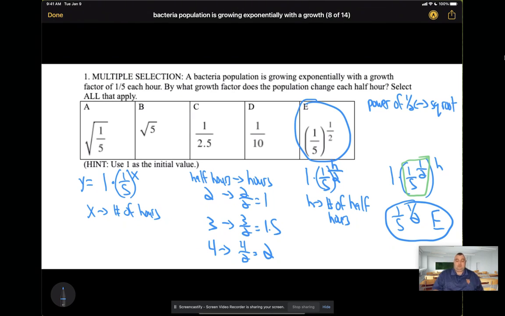So 1/5 to the power of 1/2 is the same as the square root of 1/5, because a power of 1/2 is the same as a square root. So that is choice A. So the answers to this question are both choices A and E.